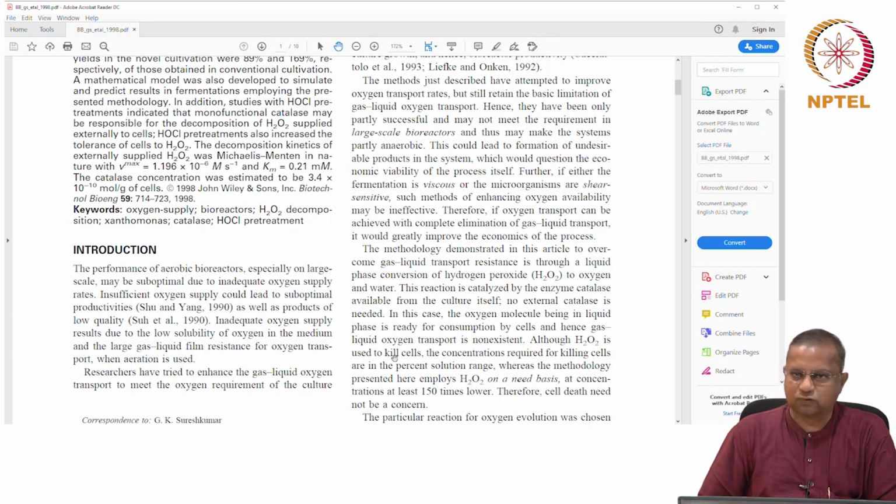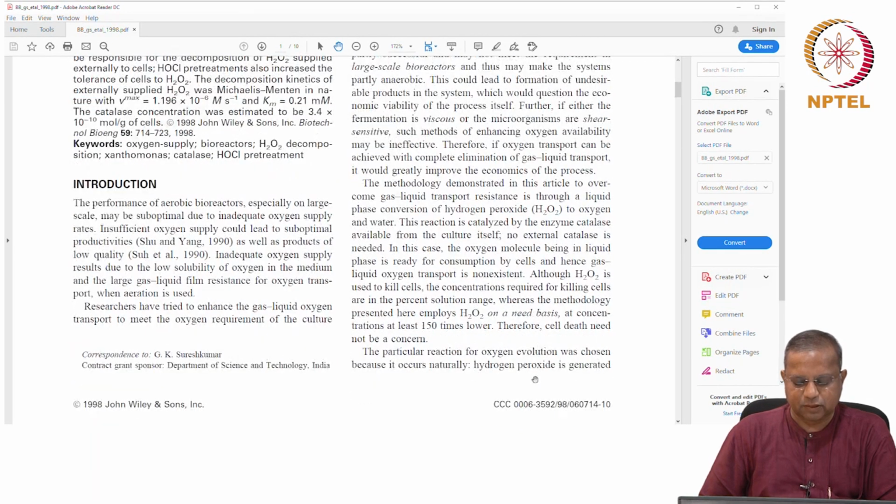Although hydrogen peroxide is used to kill cells, we all know, 4.5% is used for a mouthwash and so on. The concentrations required for killing cells are in the percent solution range, whereas the methodology presented here employs hydrogen peroxide on a need basis at concentrations at least 150 times lower. Therefore, cell death need not be a concern, and we have also demonstrated that cell death is not a concern.